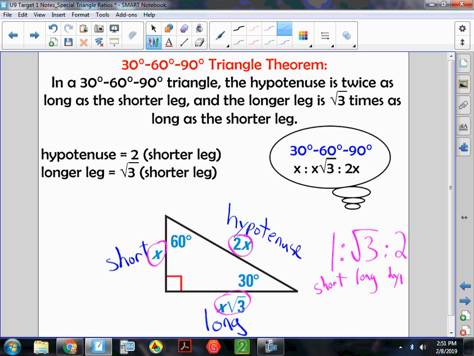The reason that I put them in that order is because that's the order of smallest to greatest. This is 1. Square root of 3 is about 1.73, and then the hypotenuse is 2. So the side lengths go in order of how big they are. And that's also shown in this bubble. They use x, x root 3, and 2x to show that x could be any number. So we're going to go through some examples of how to use this ratio.